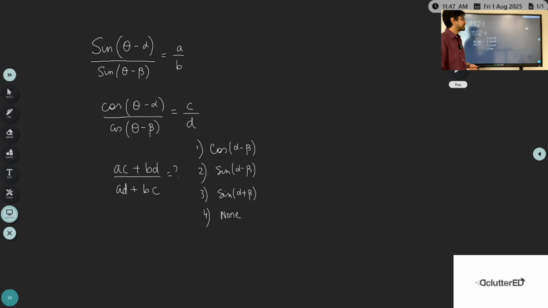In this episode, let's look at this interesting trigonometry question that I came across while working with my students in our trigonometry batch. The question is simple, it's picked up from the Cengage book.